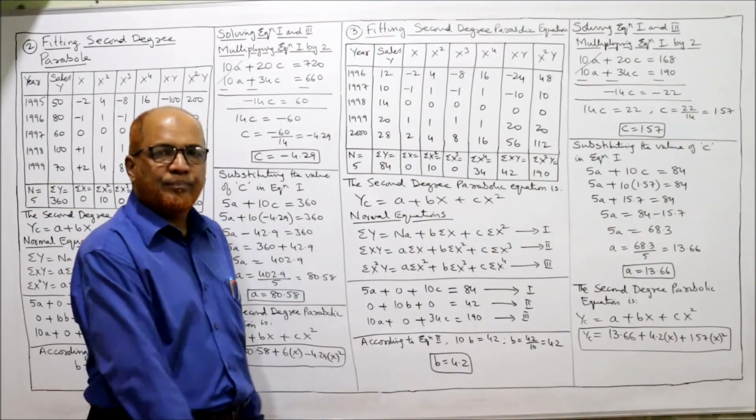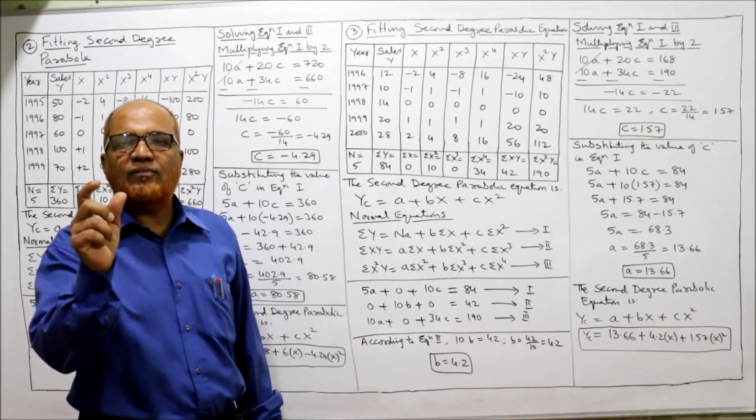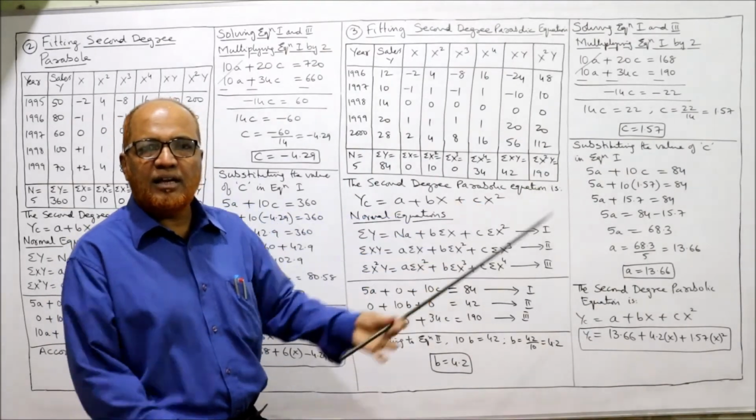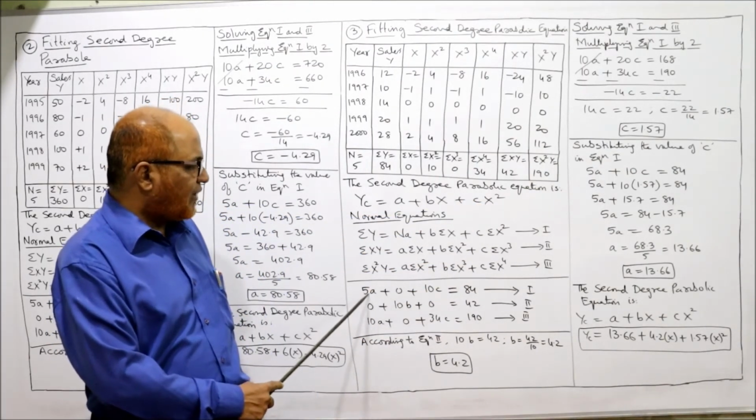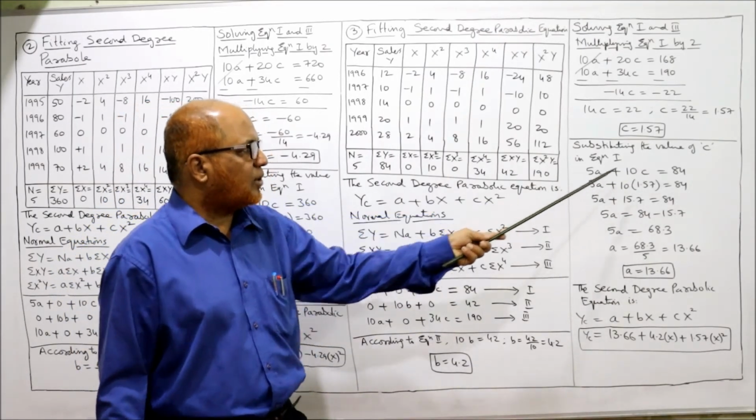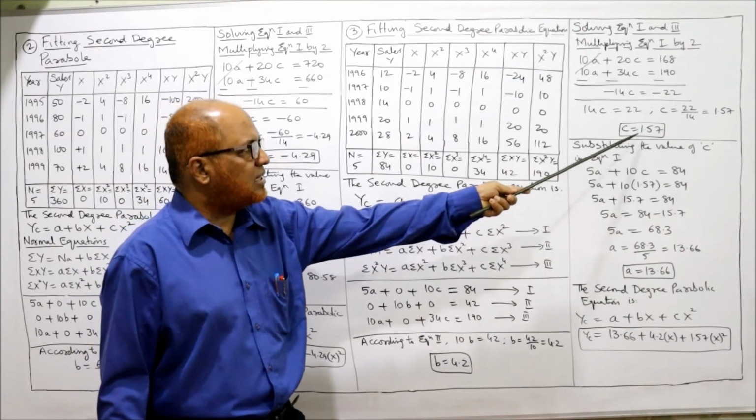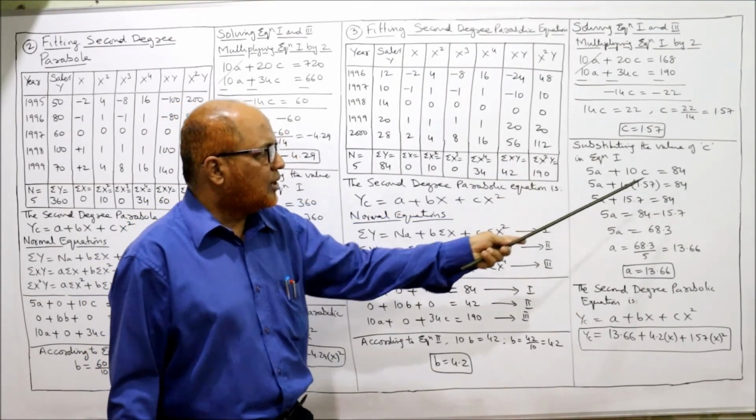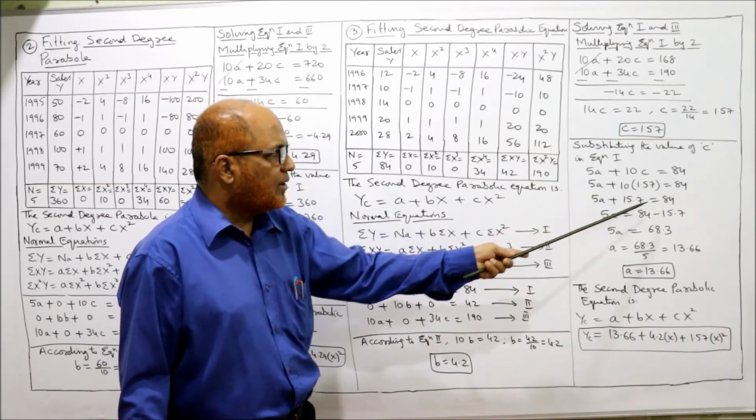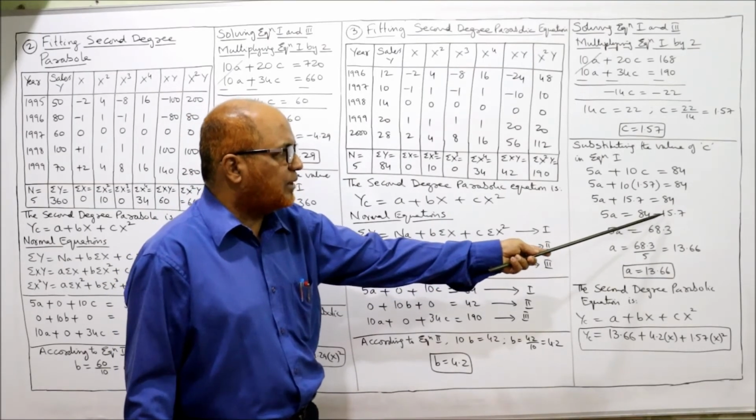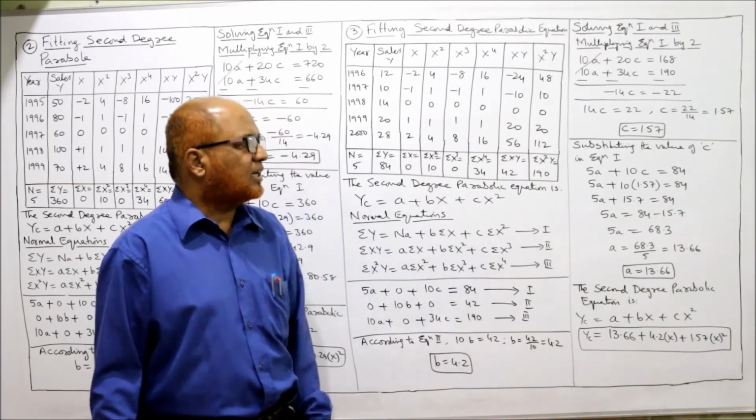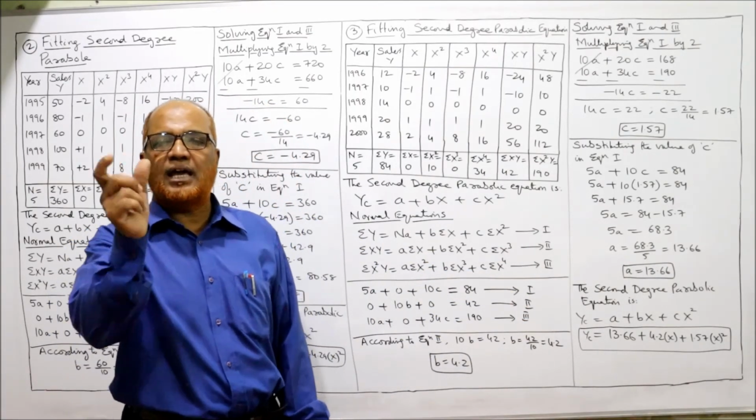We got the value of b, we got the value of c. Now we want the value of a. Substituting the value of c in equation 1: 5a plus 10c is equal to 84. So 5a plus 10 into c, 1.57, is equal to 84. 5a plus 10 into 1.57, 15.7, is equal to 84. 5a is equal to 84 minus 15.7. So 5a is 68.3, a is 68.3 by 5, 13.66. That is the a value.